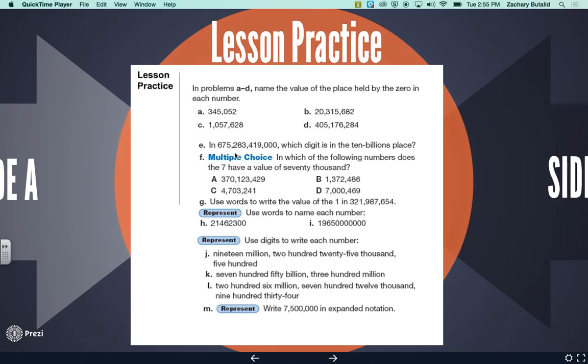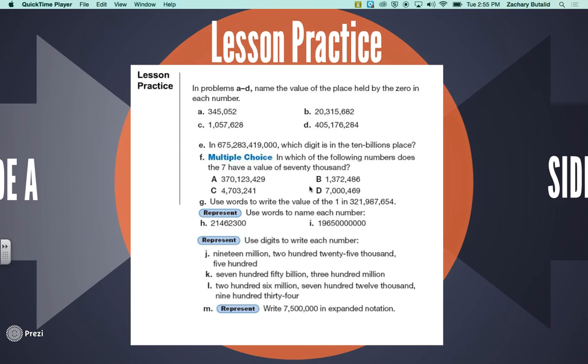And then E, we have to find the digit in the 10 billions place. Remember, they follow a pattern: ones, tens, hundreds, and then just count the commas. Figure out where the 10 billions place is. It's probably towards the left. Okay, just saying.